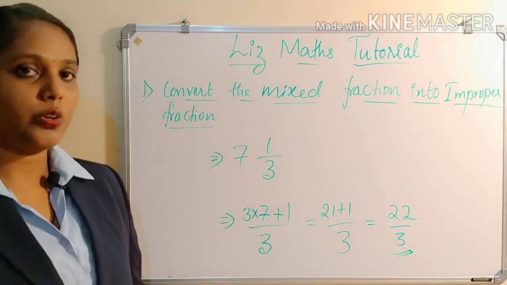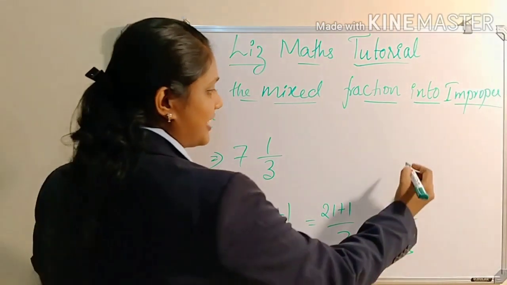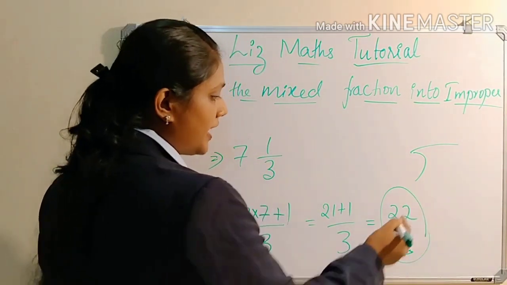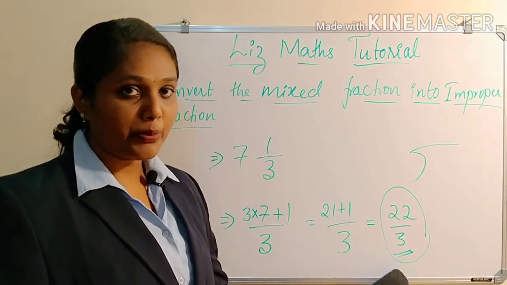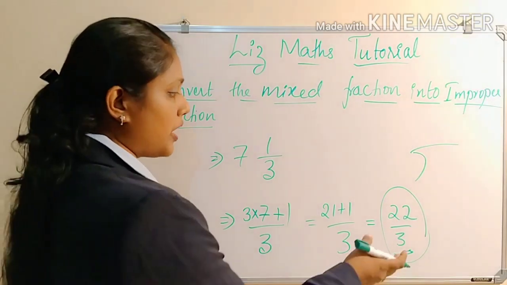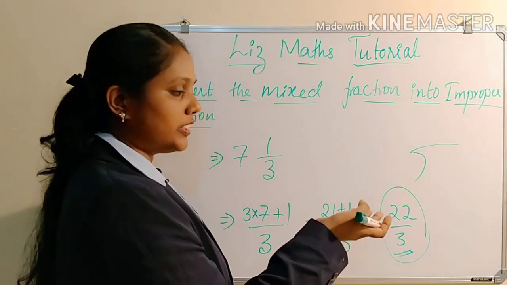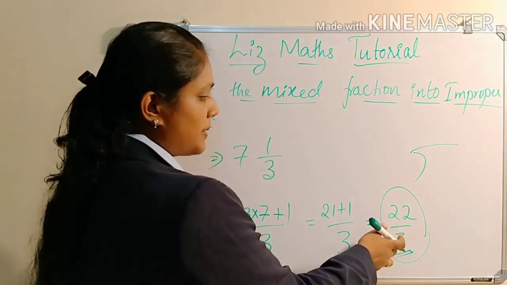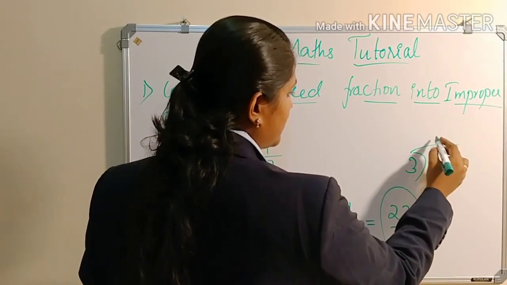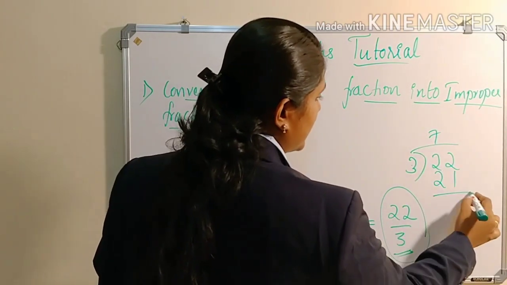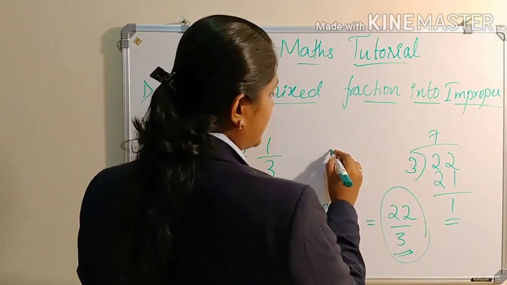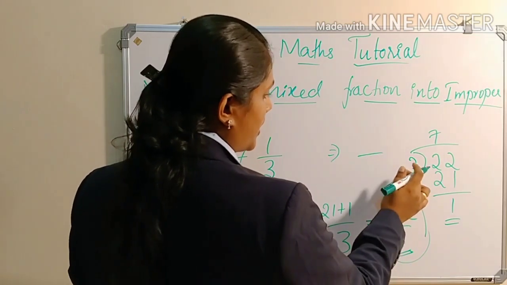3. Is this correct? How to check? Check by converting it back into the mixed fraction. The answer you got here is in the form of an improper fraction, isn't it? Because the denominator is small and the numerator is greater. So how to convert it? We have already learned how to convert an improper fraction into a mixed fraction. Now take this as an improper fraction and convert it into a mixed fraction. How will you convert? You know that 3 7s are 21. What is the remainder? 1. Isn't it? So how to write this? The divisor is 3 only.